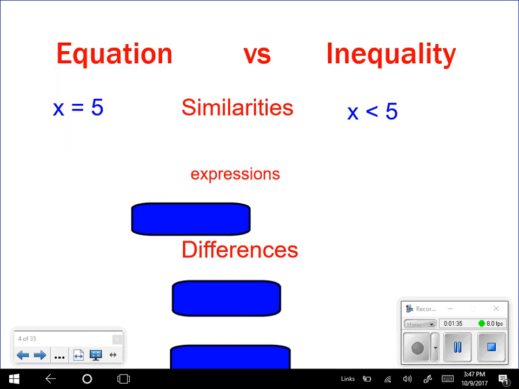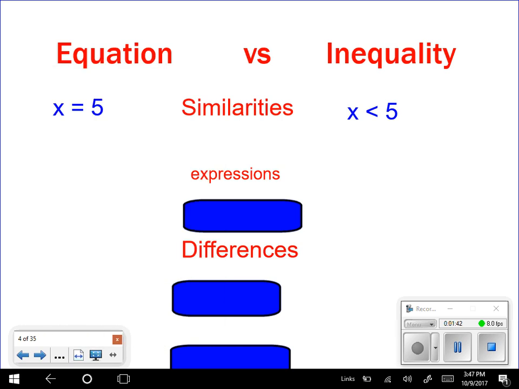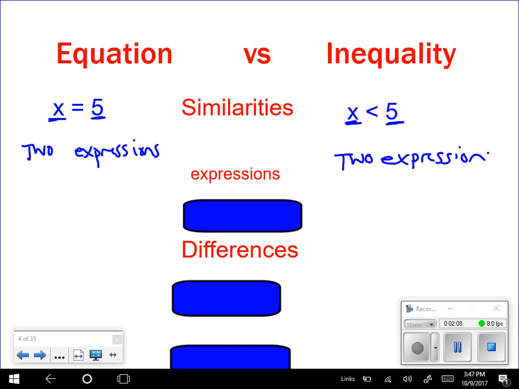Expressions, okay? So when we look at equations, and we may not have talked about this a ton, but when we have expressions, this is an expression and this is an expression. We have two sides to the equation, so it's made up of two expressions. And as you can see, over here with inequalities, that's the same case. We have two expressions on either side of the symbol.